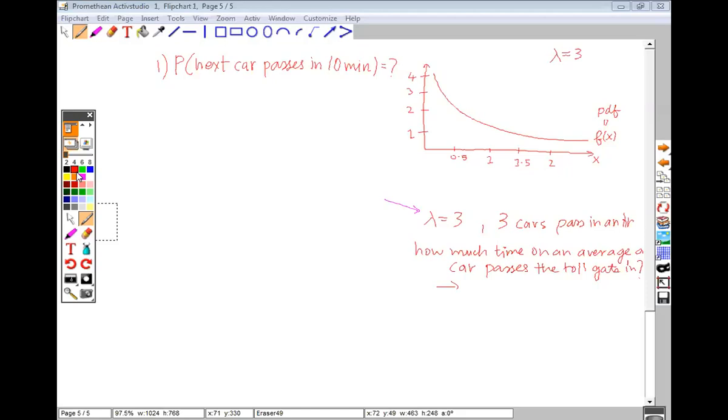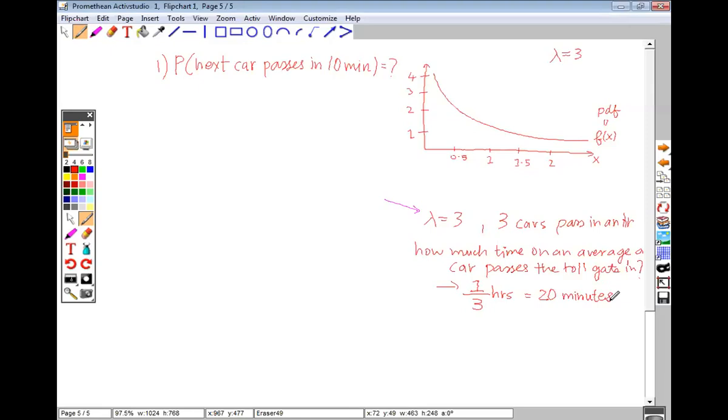It would be 1 hour by 3, so 60 by 3 would be 20 minutes. Yeah, and why will it be 1/3? Because for 3 cars it is 1 hour, so for 1 car it would be X minutes. Right, exactly.